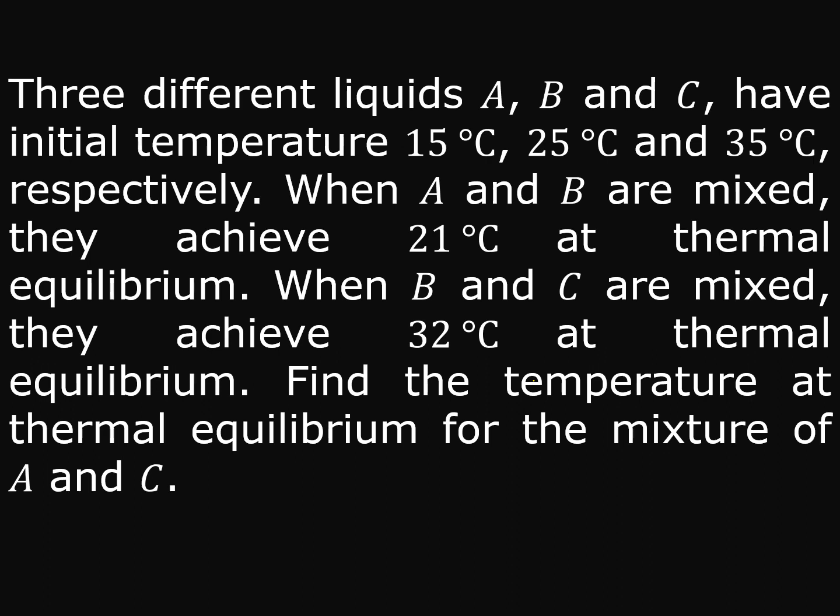Three different liquids A, B, and C have initial temperatures of 15 degrees C, 25 degrees C, and 35 degrees C respectively. When A and B are mixed, they achieve 21 degrees C at thermal equilibrium. When B and C are mixed, they achieve 32 degrees C at thermal equilibrium. Find the temperature at thermal equilibrium for the mixture of A and C.